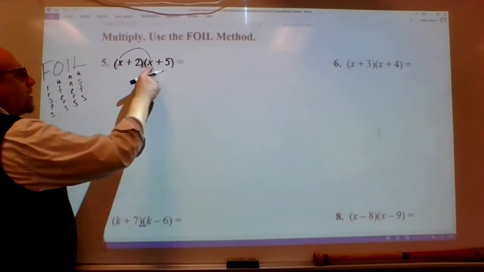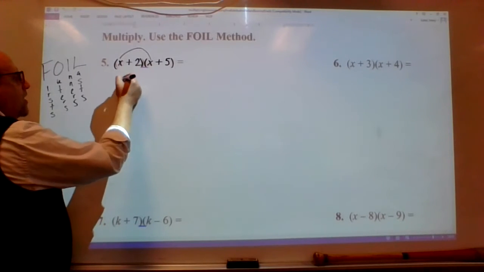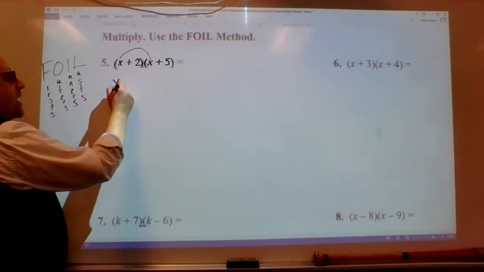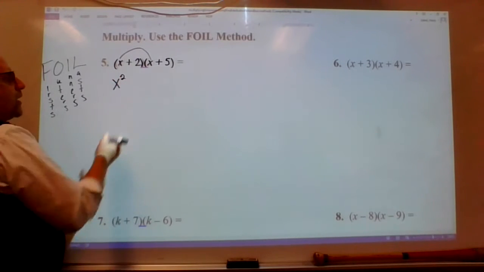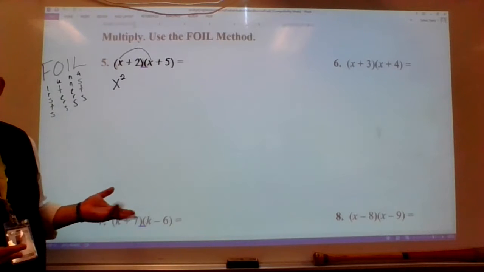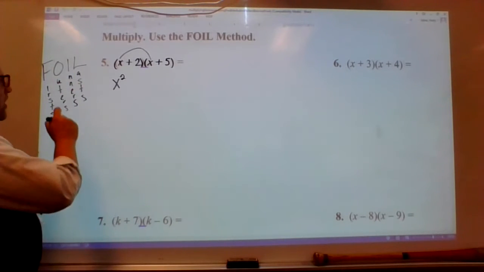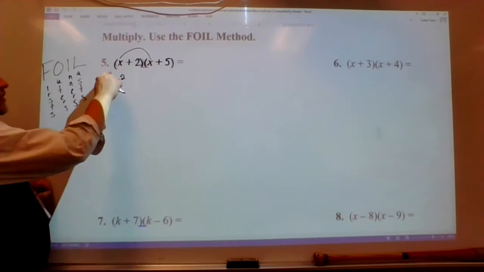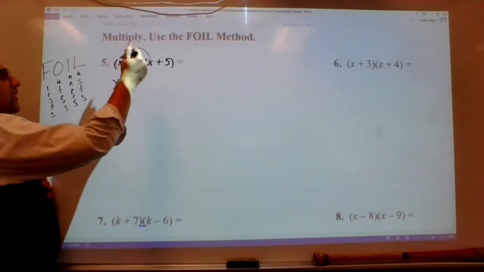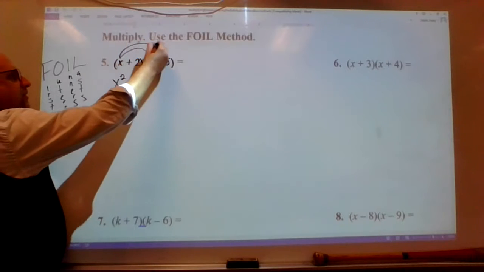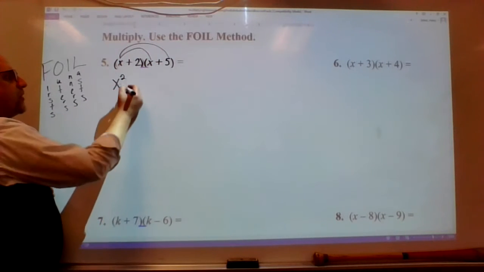So I'm going to multiply x times x. That's the first, that's the F part. x times x is x squared, right? Makes perfect sense. And then I'm going to move on, and this says multiply the outers, so the outside guys, and that would be x times 5.